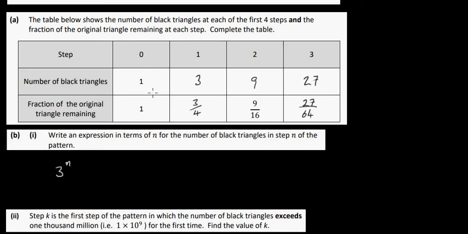So for example, the number of black triangles in step 0 is 3 to the power of 0, which is 1. The number of black triangles in step 1 is 3 to the power of 1, which is 3. 3 to the power of 2, 9. 3 to the power of 3, 27. So this is our expression in terms of n for the number of black triangles in step n.